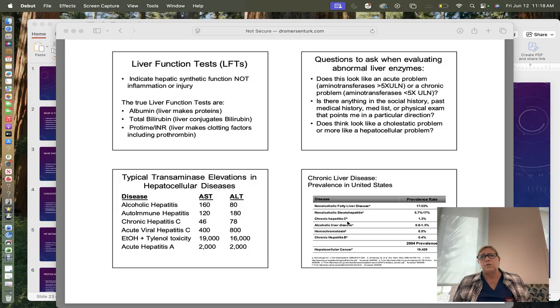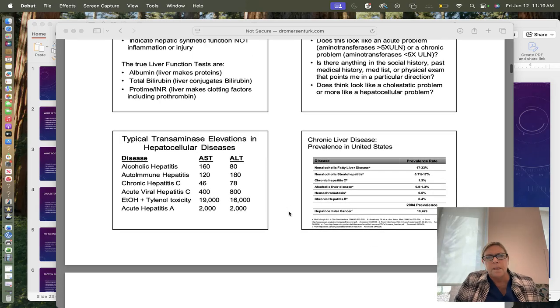So does it look like it's something acute? Does it look like it's something chronic? Is there anything in their social history or past medical history or medication list that makes you think, what could be going on? Does it look like it's a gallbladder problem or more of a liver problem? So when you look at alcoholic hepatitis, look how much higher. It's double. The AST is usually double the ALT.